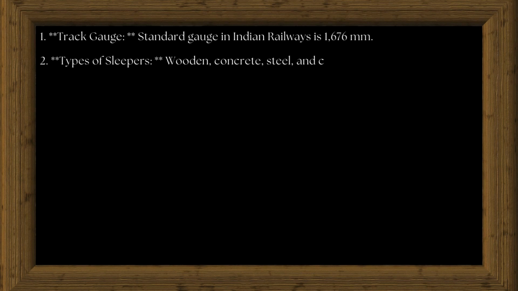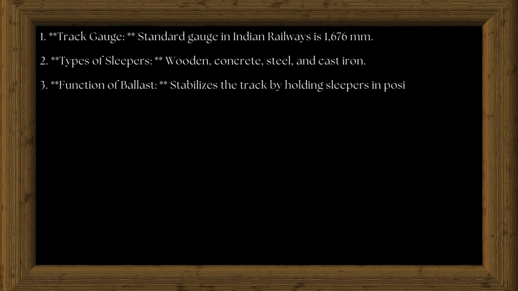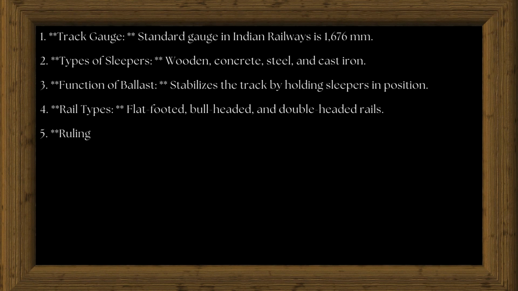Track gauge. Standard gauge in Indian Railways is 1.676 mm. Types of sleepers: wooden, concrete, steel and cast iron. Functions of ballast: it stabilizes the track by holding sleepers in position. Rail types: flat-footed, bull-headed and double-headed rails.